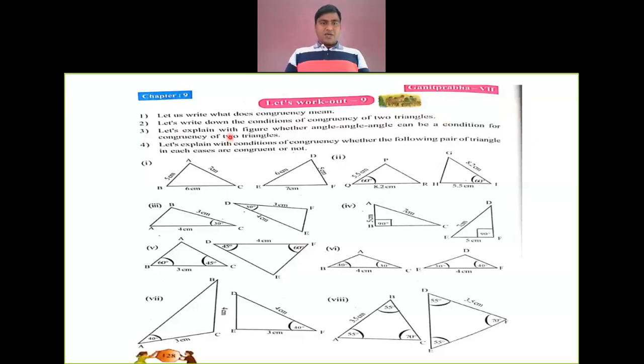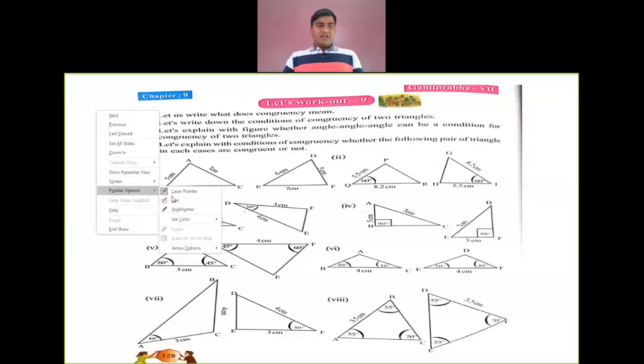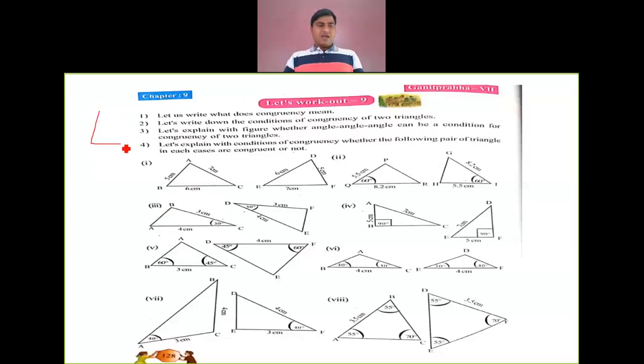Let's explain with a figure whether angle can be a condition of congruency of two triangles. No, angles are not a condition of congruency of two triangles, because let ABC be a triangle, an equilateral triangle. Each side is equal to 3 centimeter. ABC is an equilateral triangle and each side equals 3 centimeter.